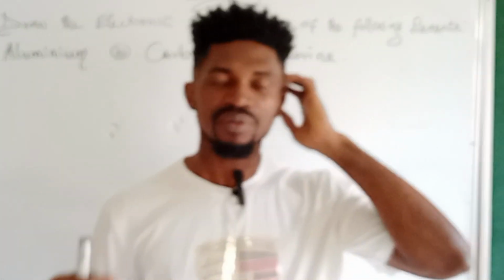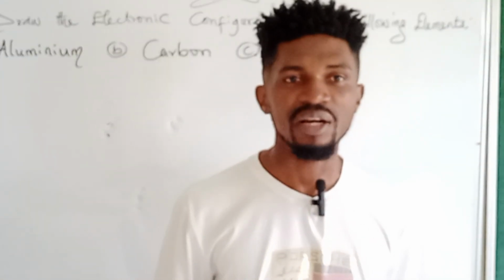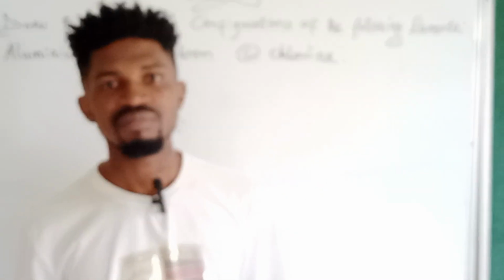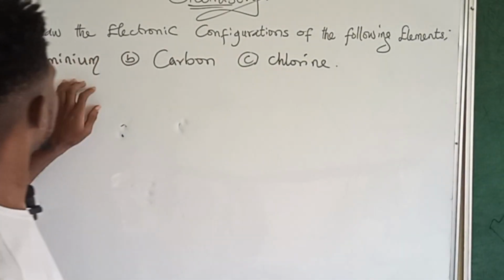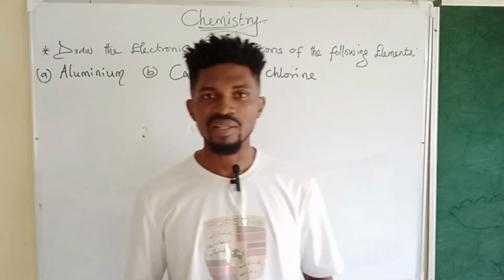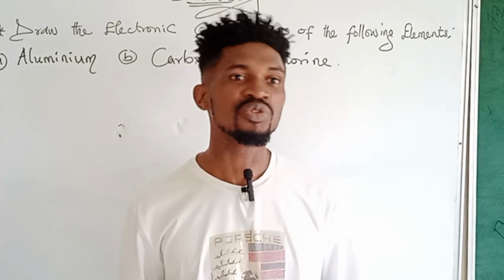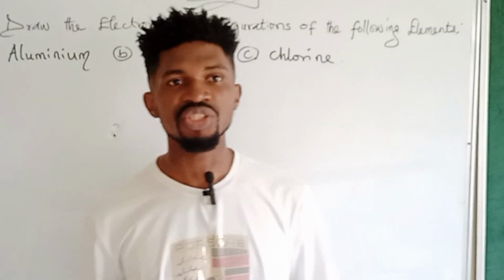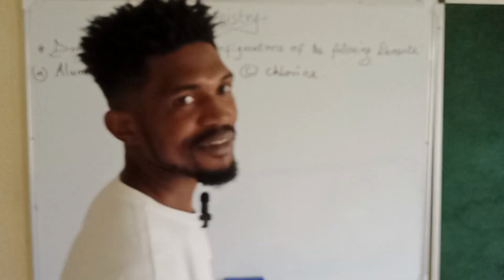In my previous video, I drew the electronic configuration of some elements like calcium, nitrogen, and magnesium. So today we are going to be drawing that of aluminium, carbon, and chlorine. If you have not watched that video, go back and watch it, because I explained valency and also group there. I'm still going to do the periodic table later on. So let's go. Let's have fun.